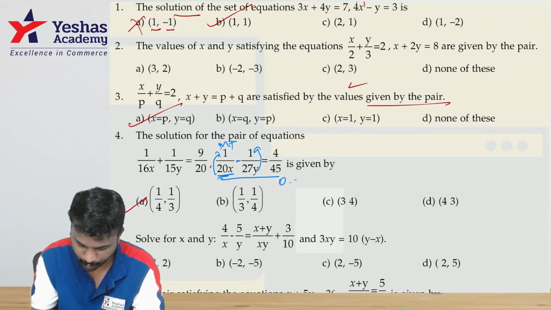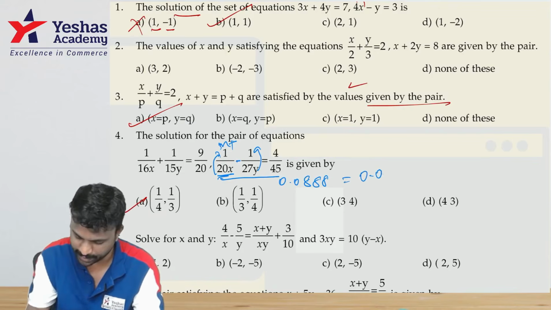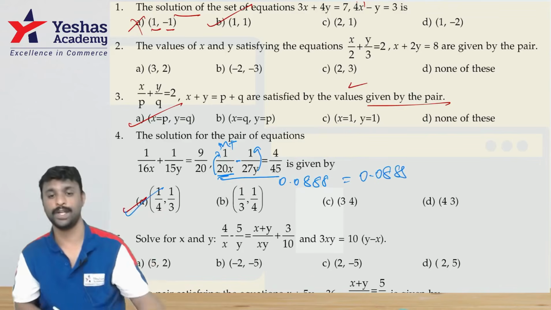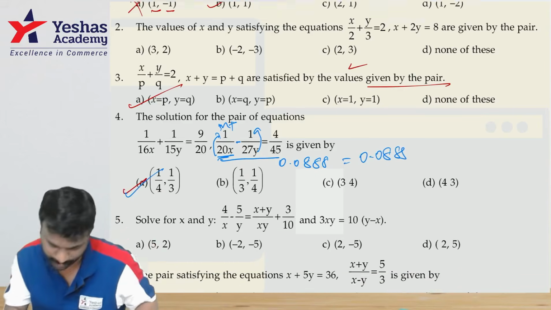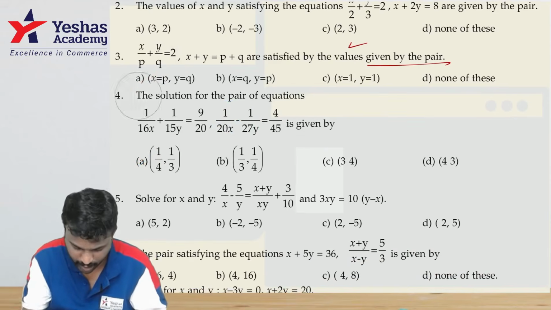That fetches you 0.0888. And what is 4 by 45, guys? 4 by 45 is also 0.0888. Therefore, option A satisfies both the equations. Therefore, option A is the right answer. Guys, moving on to the next question, question number 5.